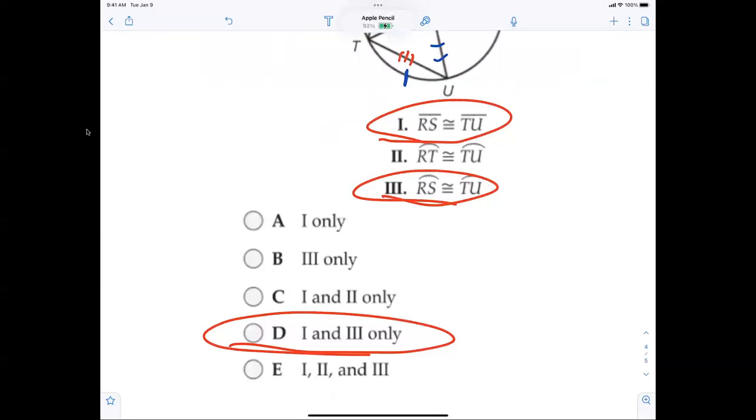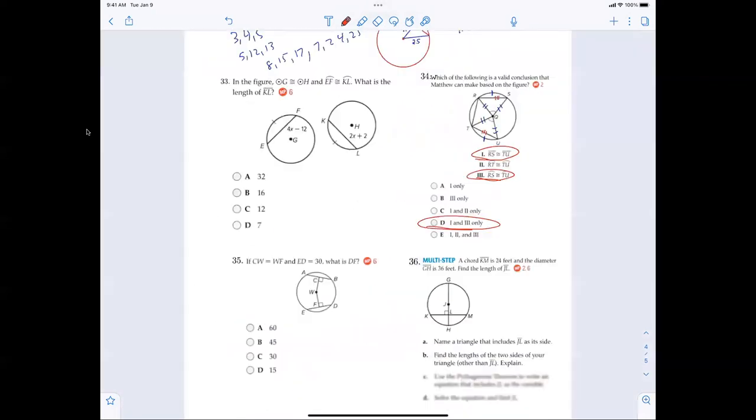I'm just trying to show you guys, you're going to have to draw the picture sometimes. All right. Anybody have any questions? I think that's good. You guys should be able to knock this out.